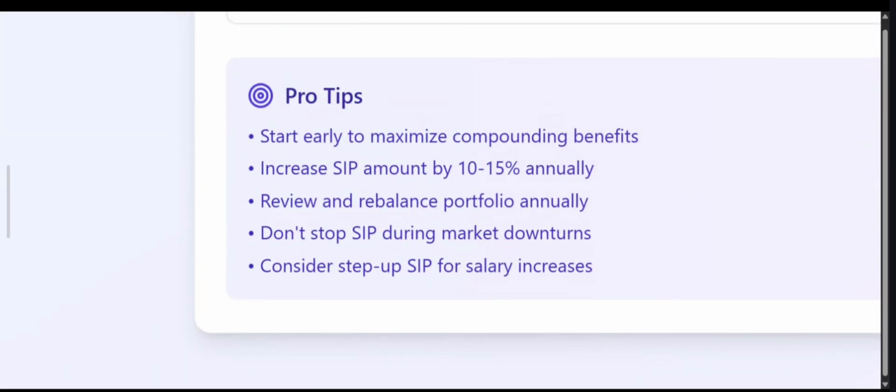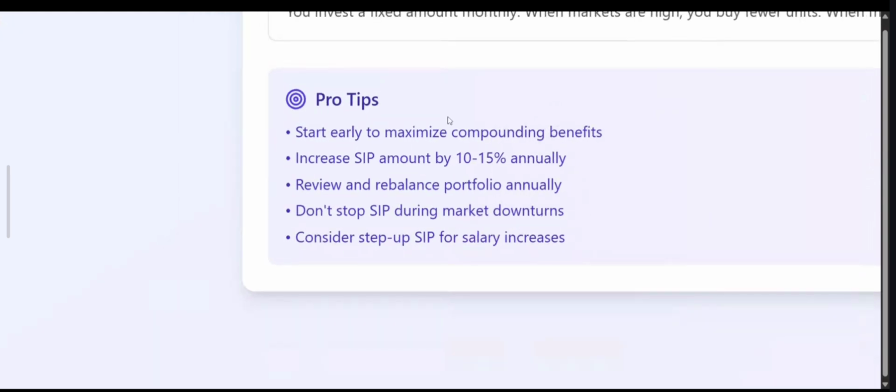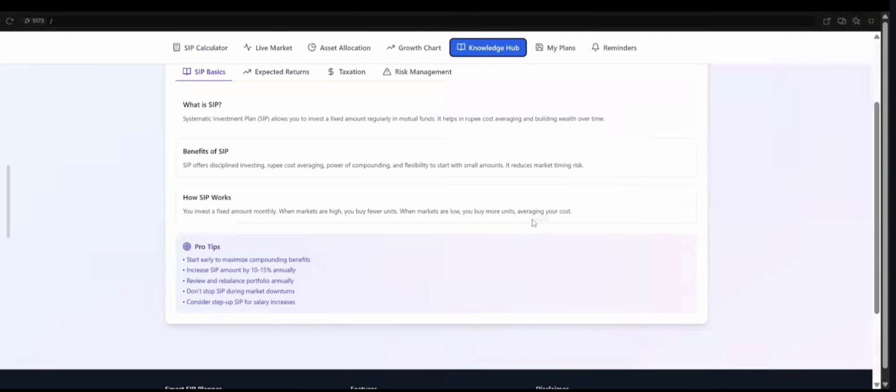For example, increase SIP amount by 10 to 15% annually. Why? Because whenever you're investing for the future, you should keep in mind inflation, which is generally at 6 to 7%, as far as I know. So 10 to 15% beats this. Plus, that's how you get rich. You're investing more than the inflation, so you're already beating inflation plus getting rich. Don't stop SIP during market downturns. This is very, very important.